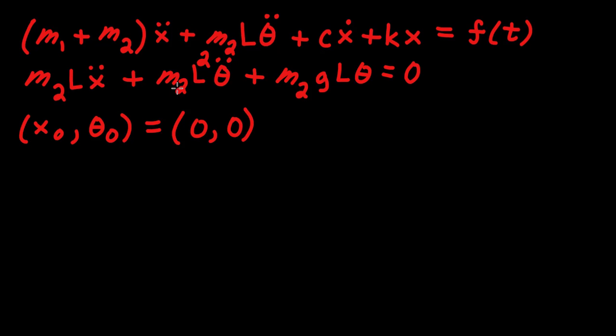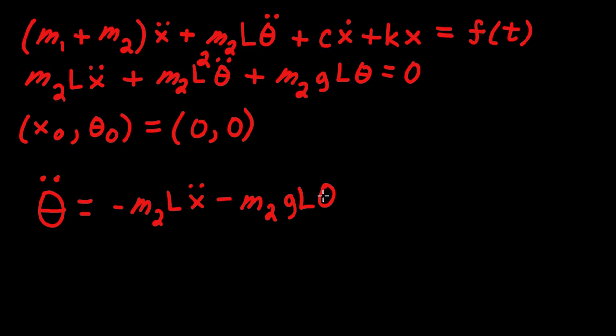I'm going to start working with the bottom equation first because it looks easier. I have a 0 over here, and so I'm going to solve for theta double dot. Now we've got a fairly simple equation. I'll have negative m2 L x double dot minus m2 g L theta, and that will be all over m2 L squared.